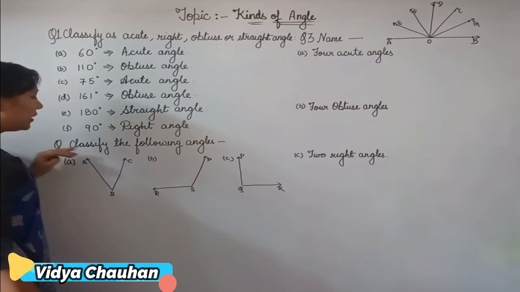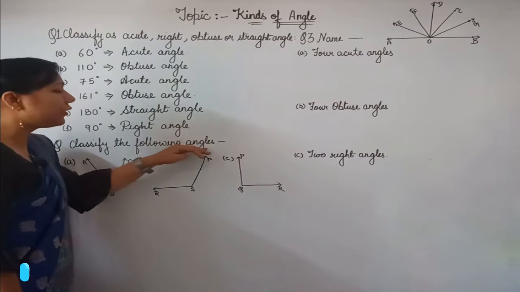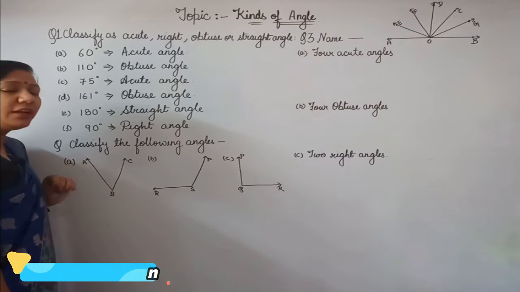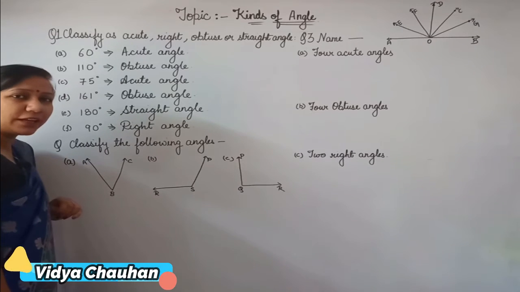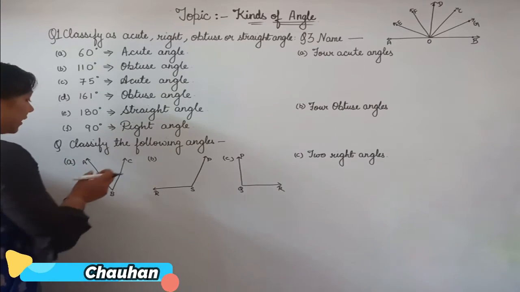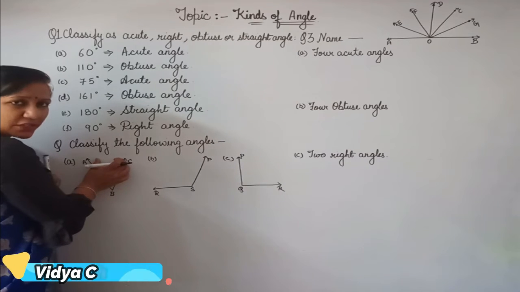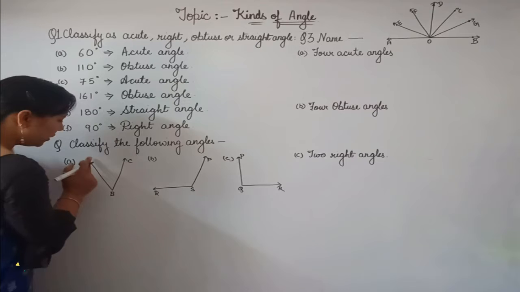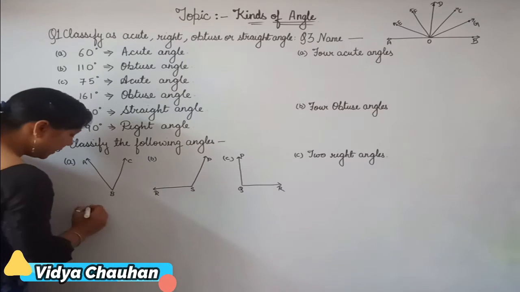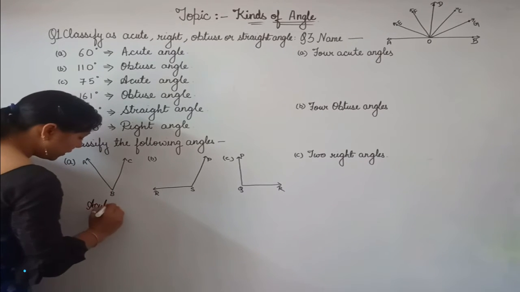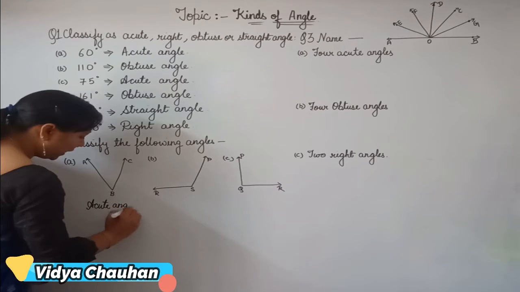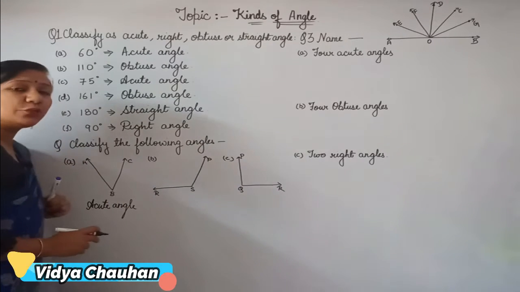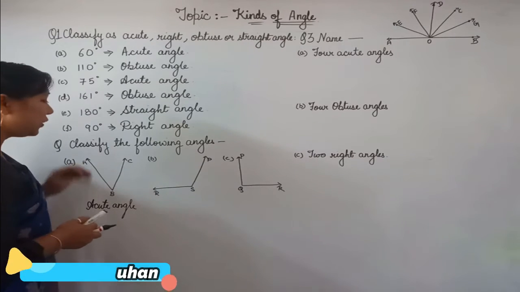Coming to the second question, in which again you have to classify the following angles but without measuring. So without measurement, how we will come to know that what kind of angle is this? Yes, by its opening. If the opening is very small portion, then it is an acute angle. So here angle ABC is an acute angle. Why? Because the opening between the two rays, the two arms of the angle is very less. So it is an acute angle.